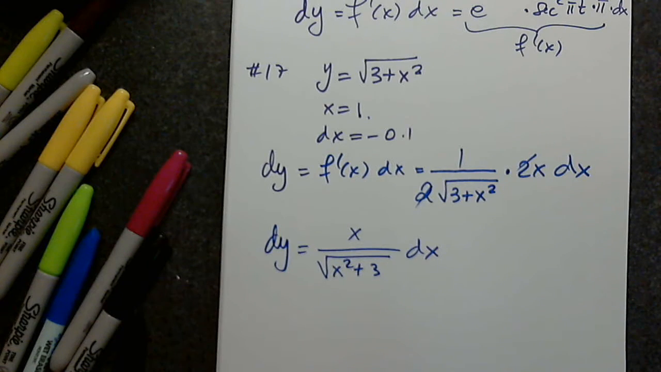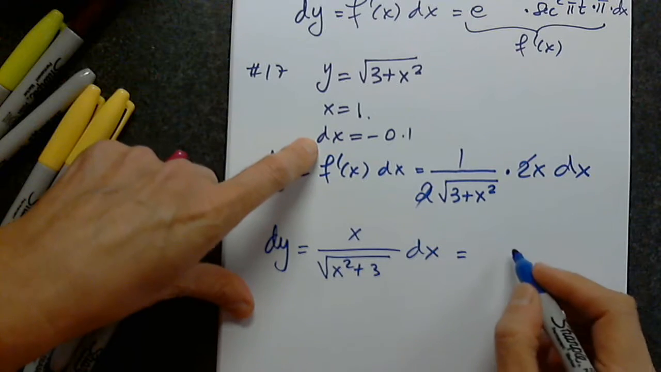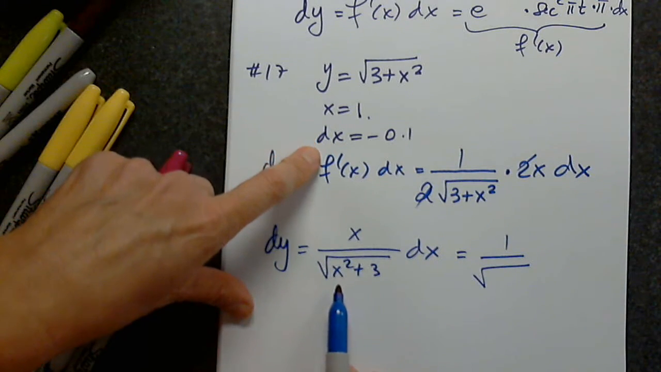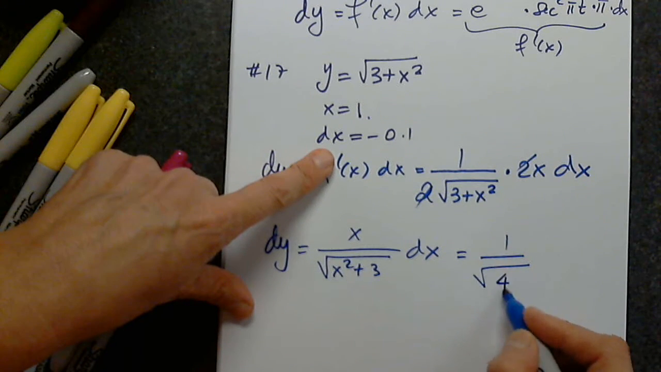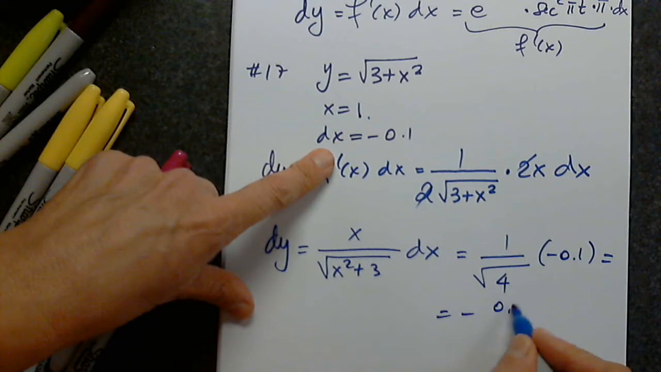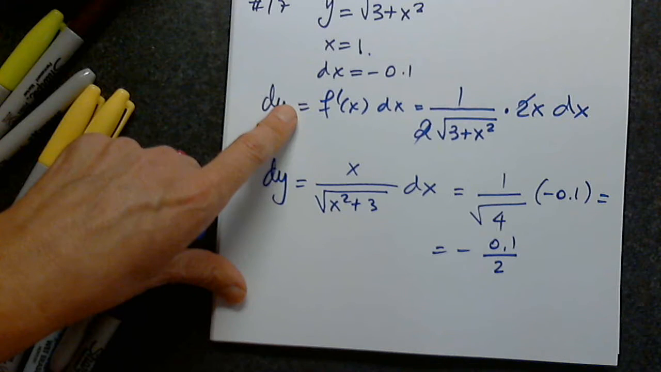Okay, so now we are also asked to plug these numbers in. That's fine. So it's 1 over the square root of 1 plus 3, which is 4, times negative 0.1. So this is negative 0.1 divided by 2, or 1 over 20.